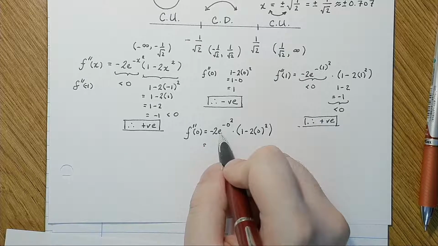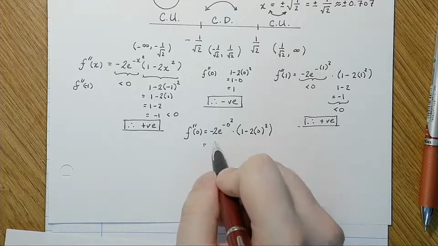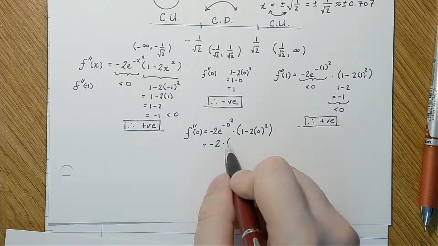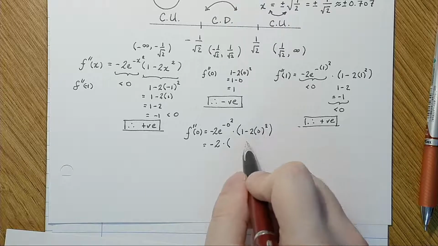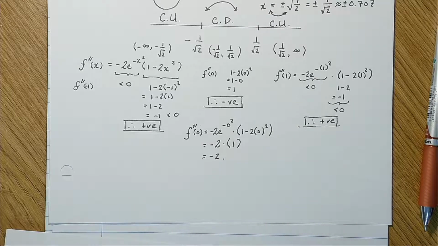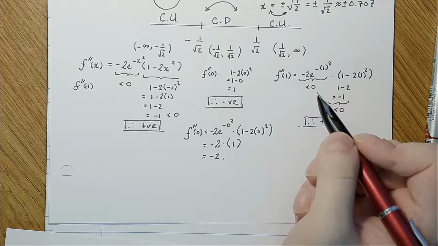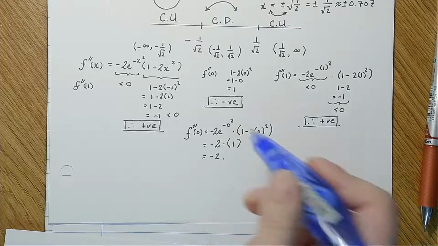Well, first of all, 0 squared is going to be 0. E to the 0 is 1, so I'm just left with 2, so that is going to be negative. And then I have 1 minus 2 times 0, so that's still 0. So that's just 1, and I'm left with 2. So maybe I'll just leave it like that, because what I've done is I've written out everything.